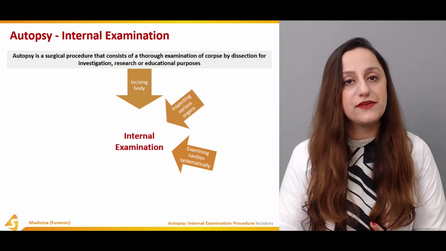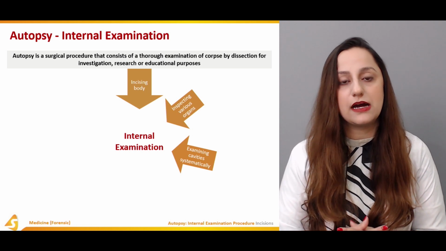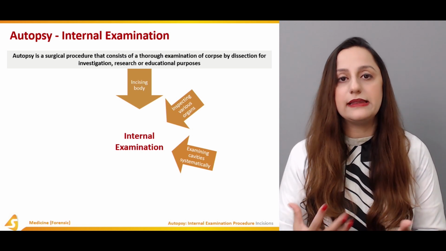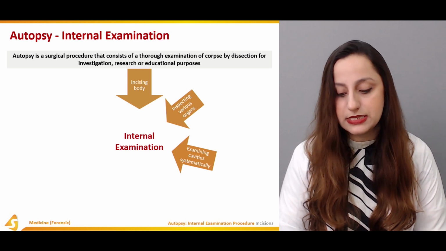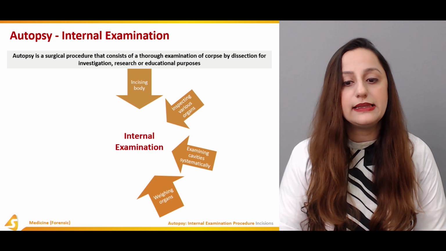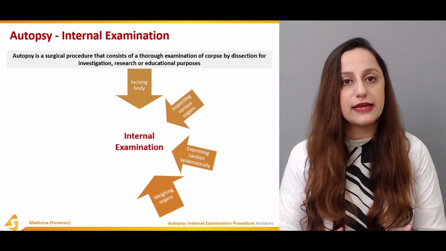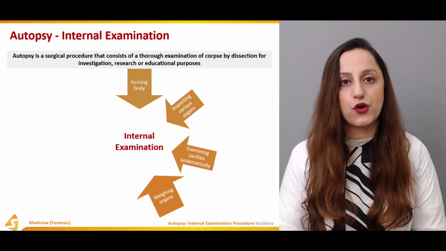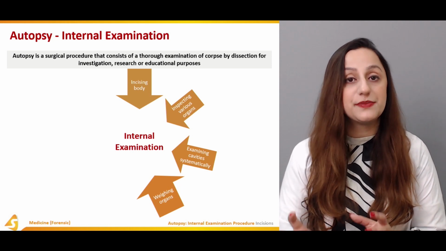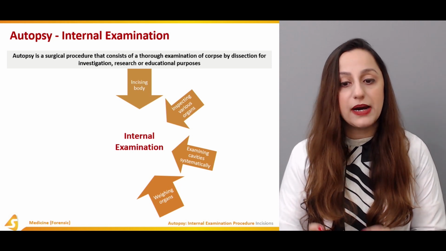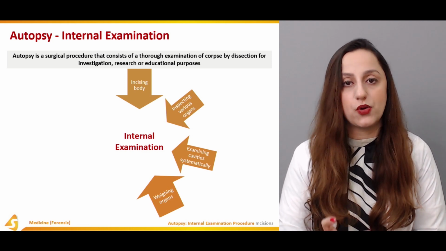Now, examining the cavities systematically. First of all, of course, the basic cavities are the thoracic cavity and the abdominal cavity, and they are discussed in detail in the relevant sections. Then weighing the organs. Of course, when we take an organ outside the body, we have to weigh it first of all to start off with. Of course, there are other examinations that we have to perform, but initially, to start off with, we have to first of all weigh that organ.